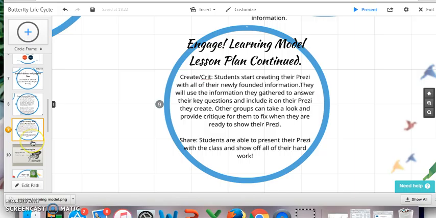And then the last step in the engaged learning model is share. The students are able to present their Prezi with the class and show off all of their hard work. They get really excited about this stage because they've worked very hard and they love to be able to show it to their classmates. And so here I'm going to start going into the Prezi that I created as an example for what my students would probably create as well.